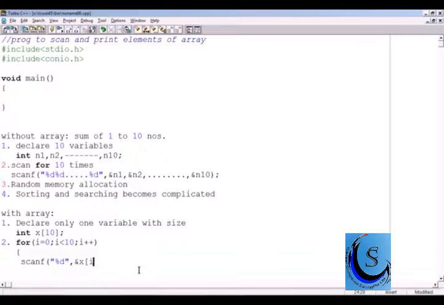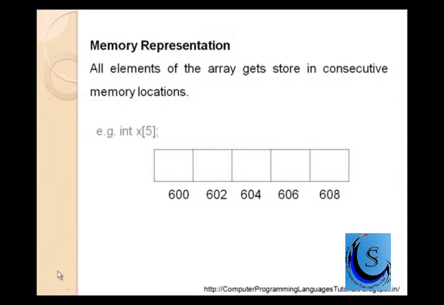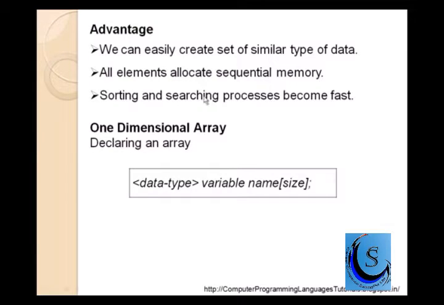but you want to scan a value at each and every location. Therefore here write x[i], because initially i is 0, therefore x[0], then i++ gives 1, then i++ gives 2, 3. This i goes till the value of 9, that is the last element of our array. And the next point, as we have seen on the slide, is that sorting and searching processes become fast. Why does it become fast?